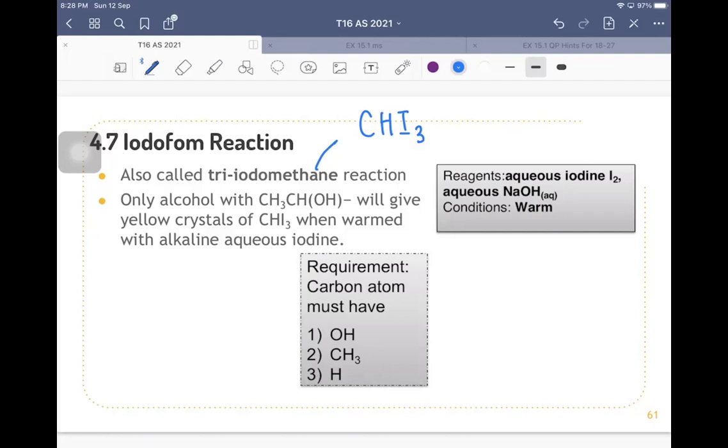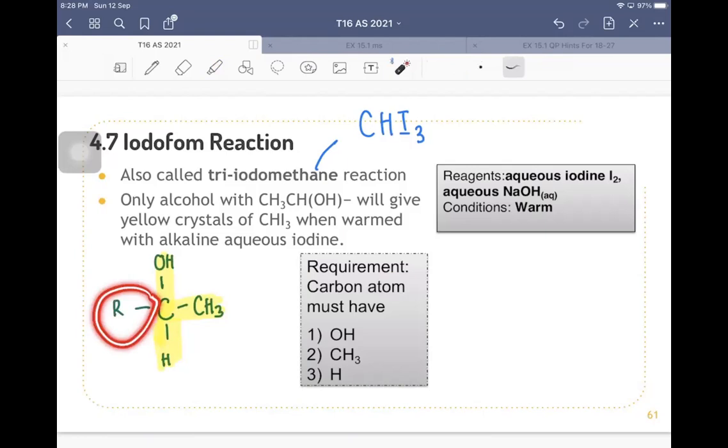So it's not just any alcohol. What's the requirement? If we look at this box, it says the carbon must have an OH, it must have a CH3, and it must have a hydrogen. So that is the most important requirement: a C-OH, a CH3, and a hydrogen attached to that same carbon. The fourth bond doesn't matter, it can be hydrogen, can be carbon, can be some other things. But usually it's an alkyl group.